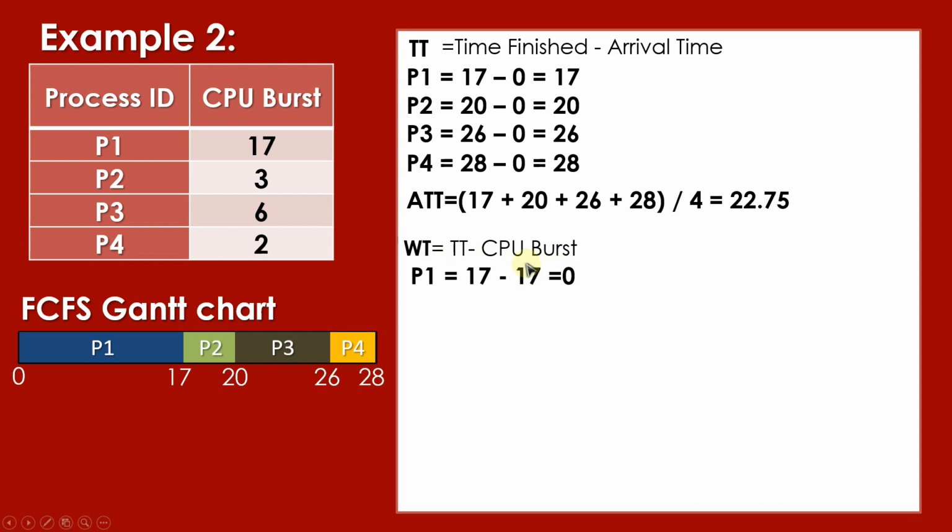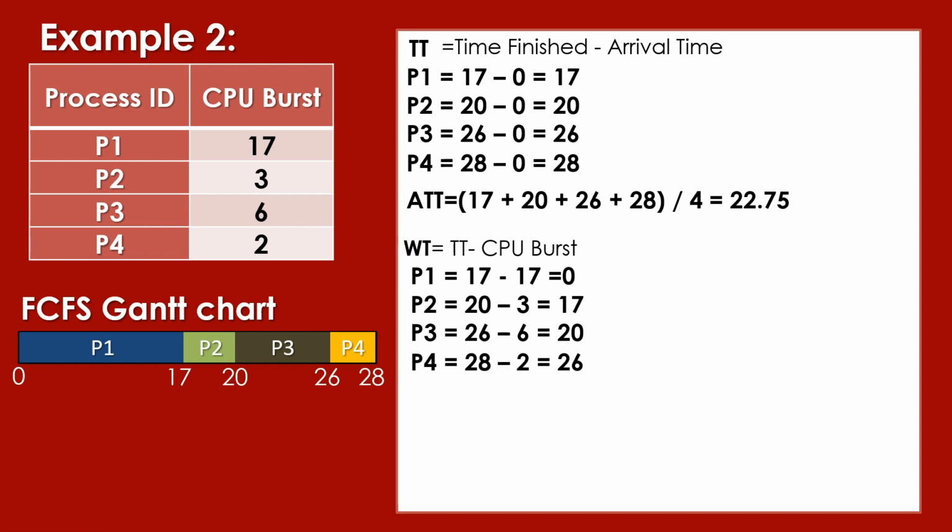For the waiting time, we have the turnaround time minus the CPU burst. Okay, so for the process 1, 17 minus 17. Okay, so ang turnaround time ni P1 kasi is 17 minus yung CPU burst niya na titingnan natin dun sa table, that is equal to 0. Then next, we have the process 2. For the process 2, we have the turnaround time na 20 and the CPU burst that is 3. So, 20 minus 3, that is 17. P3, 26 minus 6, that is 20. P4, 28 minus 2, that is 26.